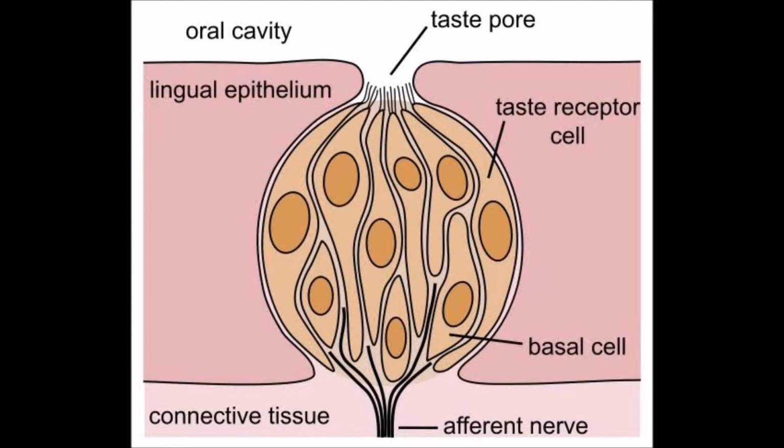Humans have five main tastes. These tastes are bitter, salty, sweet, sour, and umami.